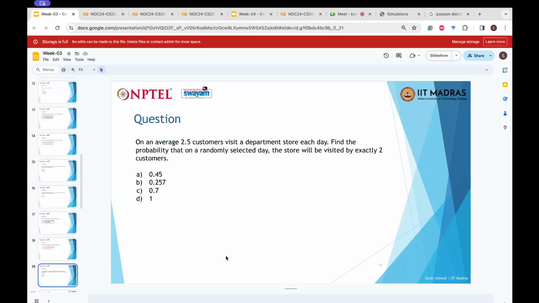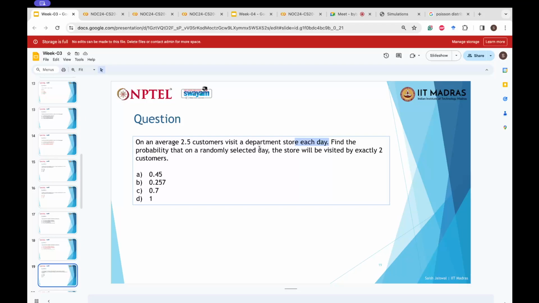But customers isn't a discrete value, sir. You have told me 2.5 customers. No, this is the value of lambda, not the value of x. The random variable is the number of customers visiting. Lambda represents the average computed over a longer duration. So on an average 2.5 customers visit the department store each day, so it is 2.5 customers per day. You'll have to note the other term, per day. It can be 2.5 customers per hour or 2.5 customers per minute and so on.